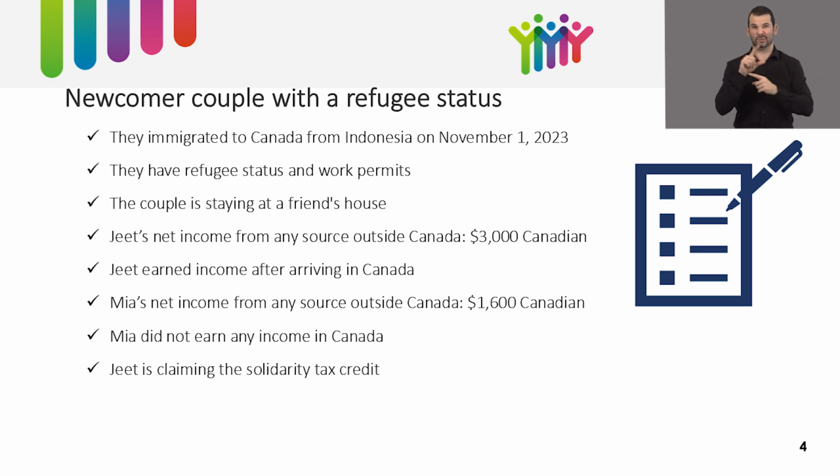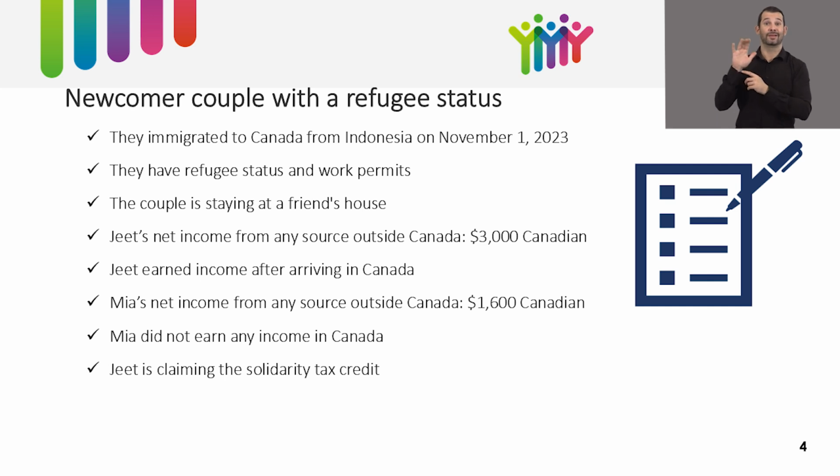In 2023, Jeet's net income from all sources outside of Canada was equivalent to 3,000 Canadian dollars. He earned this income as a teacher in Indonesia. Jeet also earned employment income from two employers after his arrival in Canada, Marché Soleil and Tutora Pro. He therefore provided two T4 tax slips and two Relevé 1 tax slips.